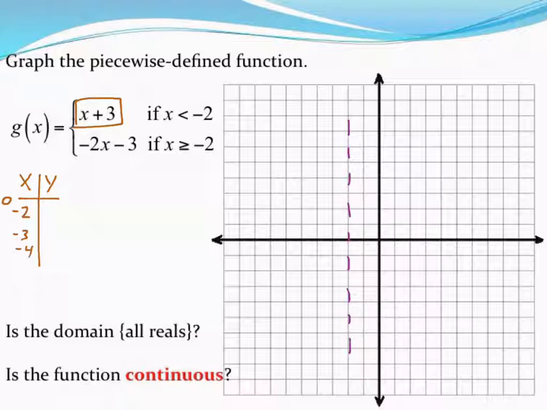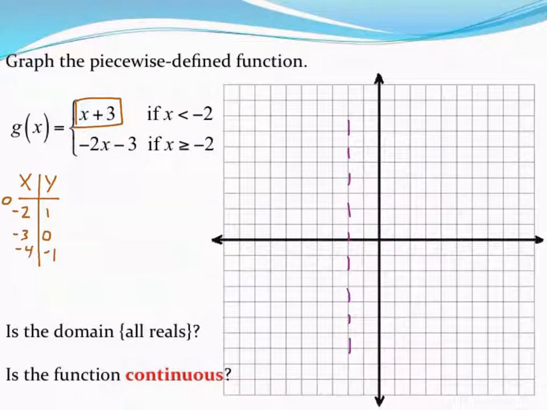From here, I'm going to take those values one at a time and plug them in for x into the equation they gave me. You can do this on a calculator, but I think it's easier just to do it in your head. So -2 plus 3 gets me an output of 1. -3 plus 3 gets me 0. And then -4 plus 3 gets me -1. And so I have 3 values to now plot this part of my function.